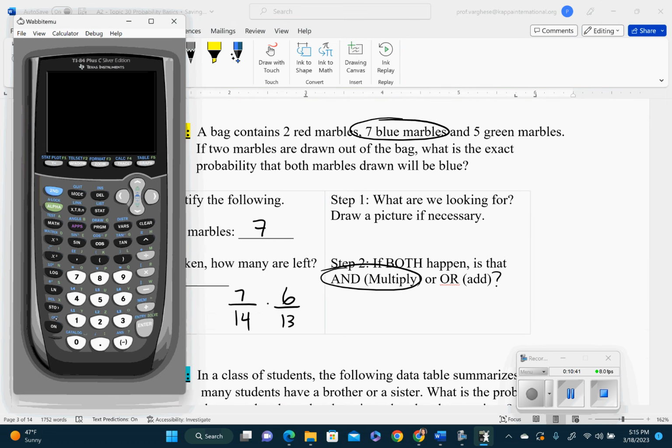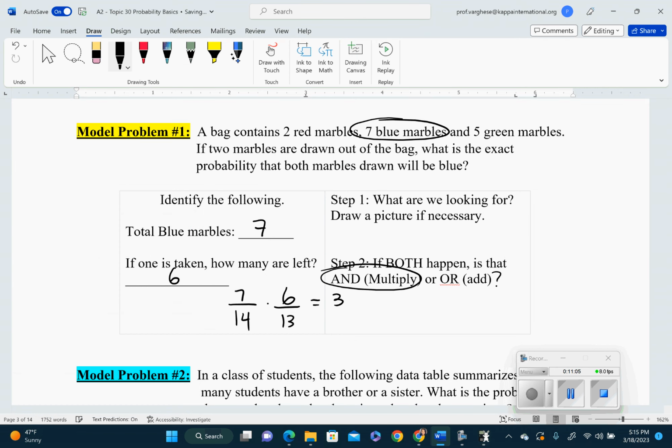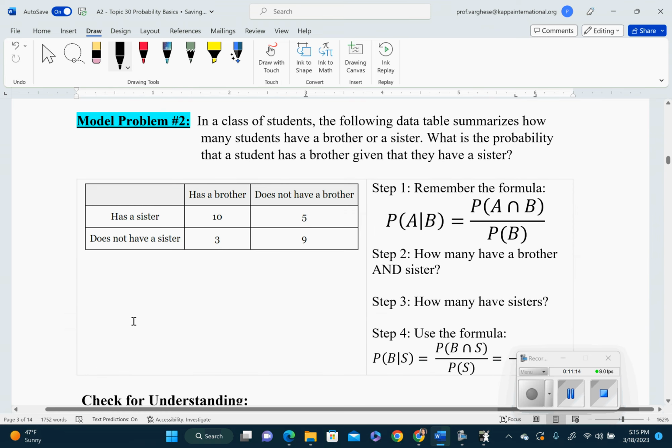So then let's go ahead and use our calculator to figure out what this is simplified. So I have my alpha y equals right here. I'm going to put 7 over 14, and then multiply by another fraction. And again, you should be doing this with me. So 6 out of 13. Hit enter in my calculator and I get 3 out of 13. So the final answer for this question is 3 out of 13, the exact probability that both will be blue. Okay. All right, model problem 2.